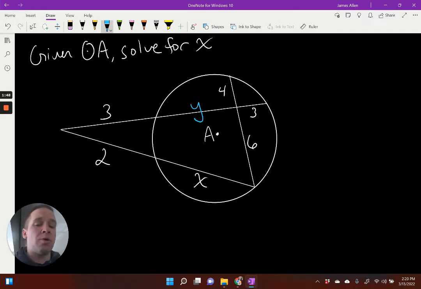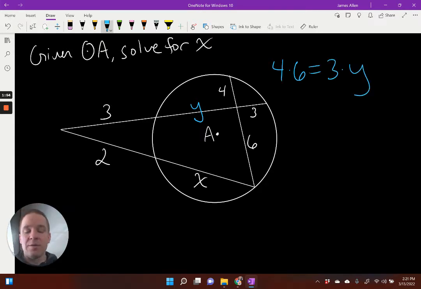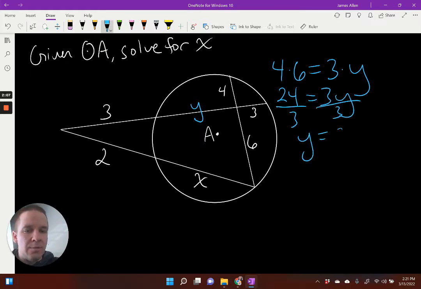Now I can use my chord power theorem, which is part times part equals part times part. So each part of the chord multiplied together equals the other chord's parts multiplied together. So I'm going to have 24 equals 3y. Then I can divide by 3, and I'll get y equals 8. Lovely. So let's replace that with an 8 for now.